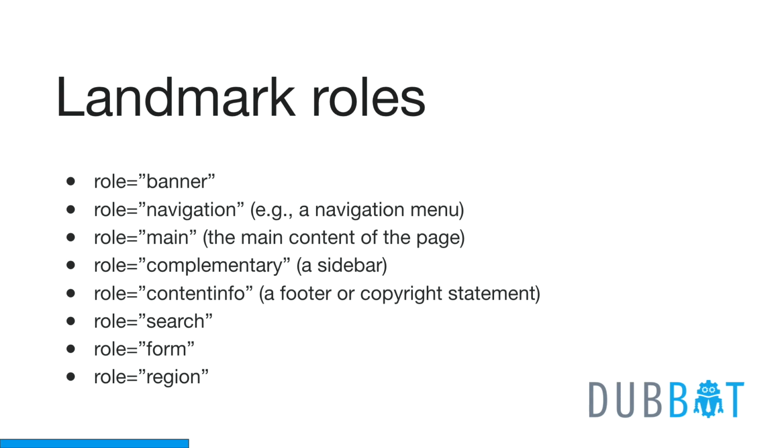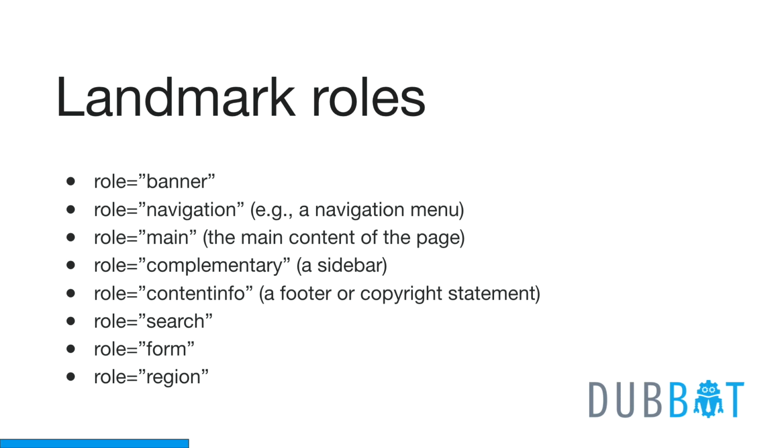Role equals main. This will be where your main content is contained. You will only have one role equals main on your page. That's like the only hard and fast rule there. Role equals complementary. This is usually your sidebars. It can be additional information that's related to the main content. So a lot of people have news stories, but they'll have a related stories section. So that might be a complementary section.